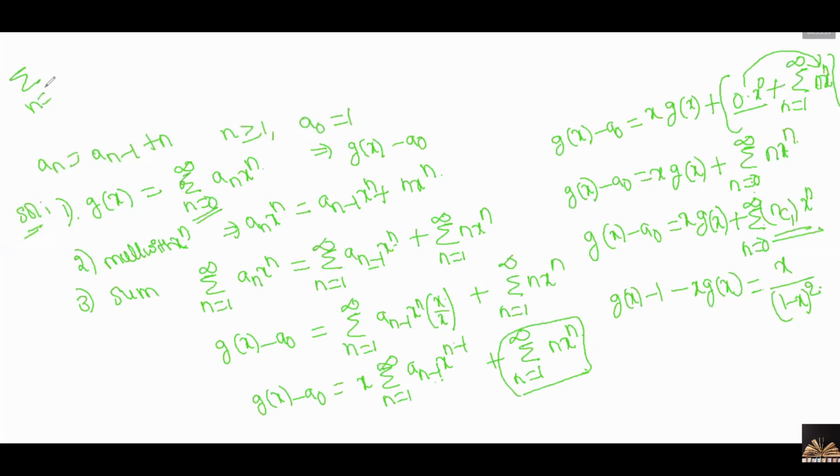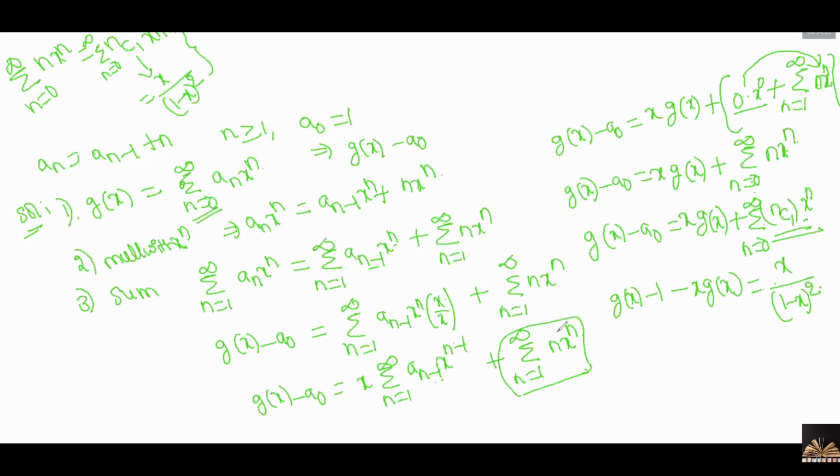Summation of n is equal to 0 to infinity n into x power n is equal to nC1. Summation of n is equal to 0 to infinity nC1 into x power n, and this is equivalent to x by 1 minus x whole square. Please take down these formulas. Summation of nC1 into x power n is equal to x by 1 minus x whole square. So in place of this I have written x by 1 minus x whole square.